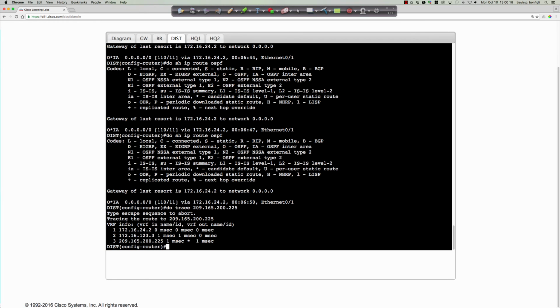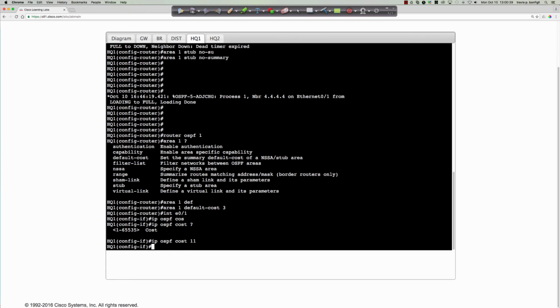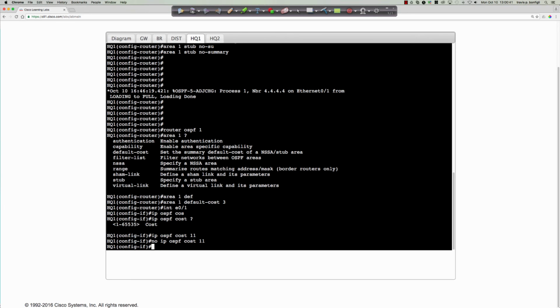So now we've manipulated things so that ingress traffic and egress traffic is all transiting HQ2. So what if we want to flip it? What if I want everything to go out HQ1? So let's just do the opposite. Let's get on to HQ1, and we're going to remove that statement there.